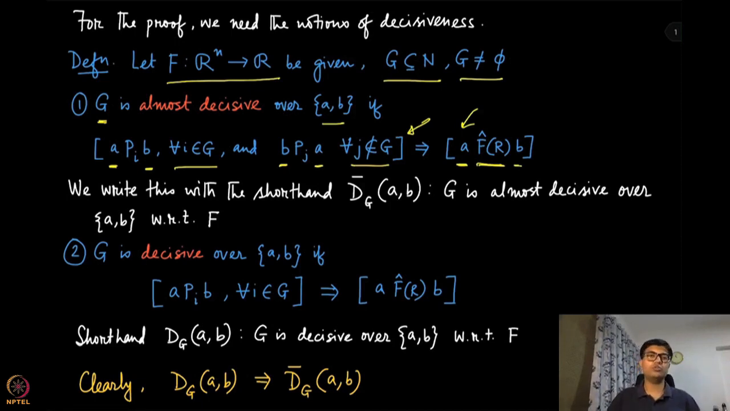So why is it almost decisive? Because it is almost like saying that if this group decides that A should be strictly above B, then even in the most opposing situation where all the other agents think that B should be strictly above A, the conclusion of that group G among A and B still prevails. So that is why we call this an almost decisive group. We will denote this almost decisiveness using D of G, where G is the group which is almost decisive, and we use the upper bar to denote that this is almost decisive, between these two alternatives A and B.